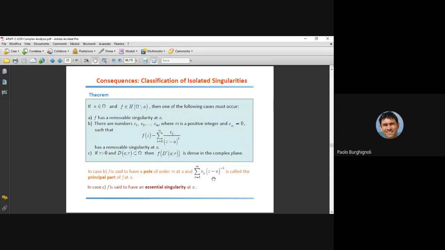So it's a completely crazy behavior of the function in a neighborhood of the essential singularity. What does it mean, dense? It means that the image points of the neighborhood of the essential singularity come as close as you wish to any point in the complex plane. So you can approximate as well as you wish any point in the complex plane by moving in a neighborhood of an essential singularity. So this is a very complicated behavior.